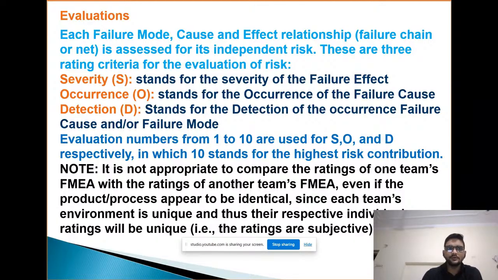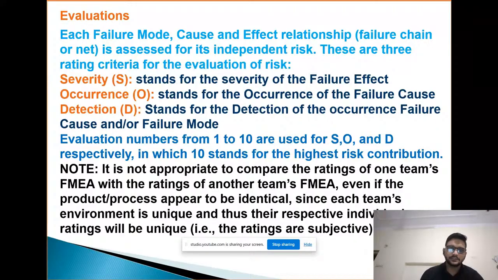Now, first is evolution of risk. Actually, there are three rating criteria for evolution of risk. The first is severity. Severity stands for severity of failure effect, meaning what are the effects of failure. That is rated by the severity. And next is occurrence. Occurrence stands for occurrence of failure cause, meaning what is the rating of failure cause.